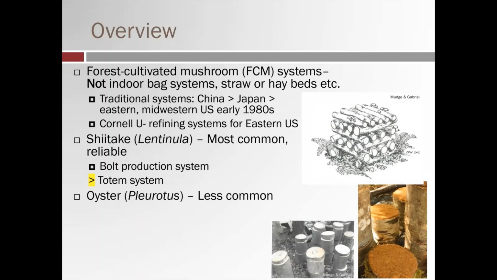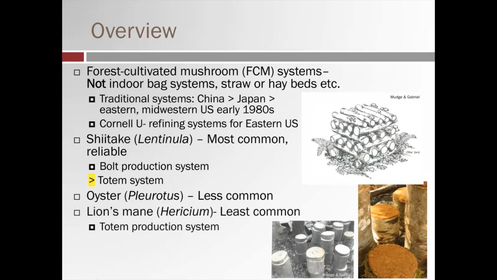Oysters are produced in these systems, but they're less common. Similar with lion's mane or Hericium, less common even than oyster though. And both oyster and lion's mane, when they're produced in these systems, are usually produced on totem systems. They can be produced on bolts, but typically they're produced on totems, and they have thus far shown to produce better on totems.